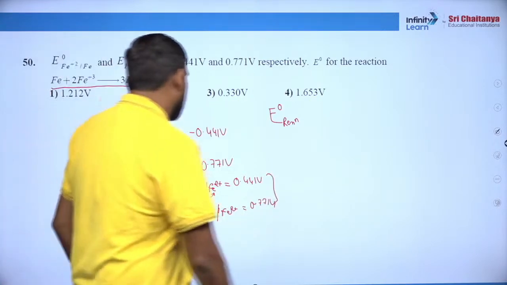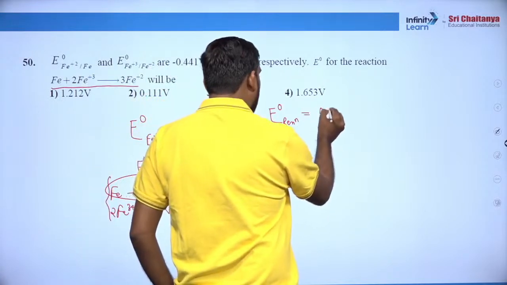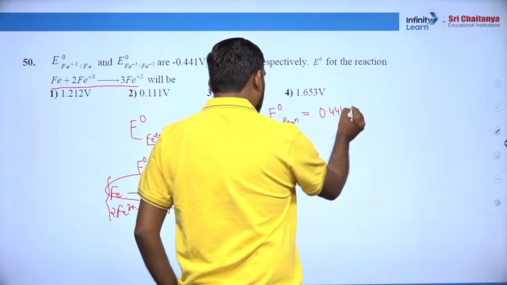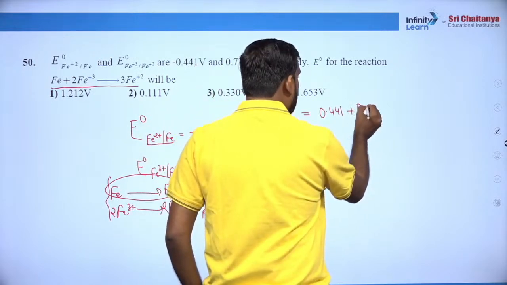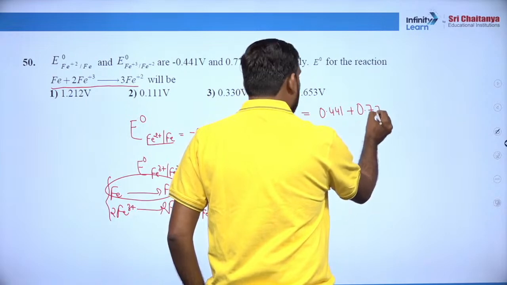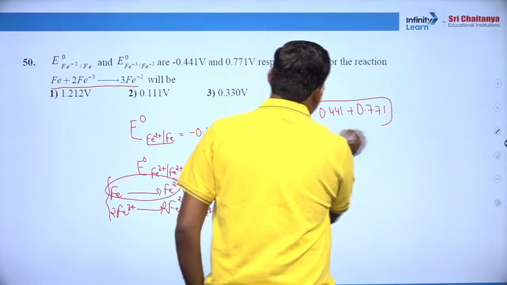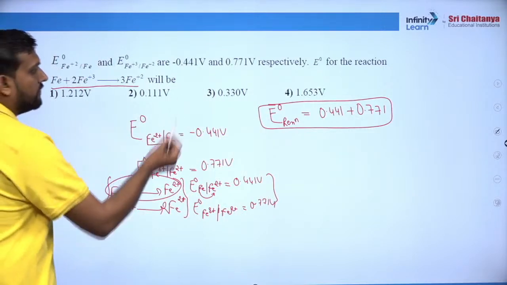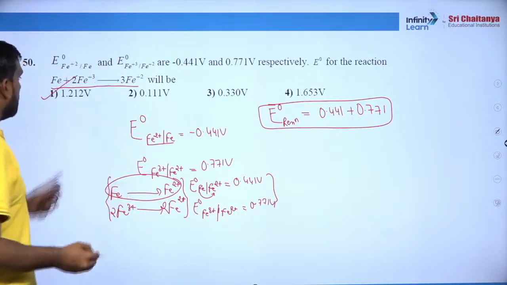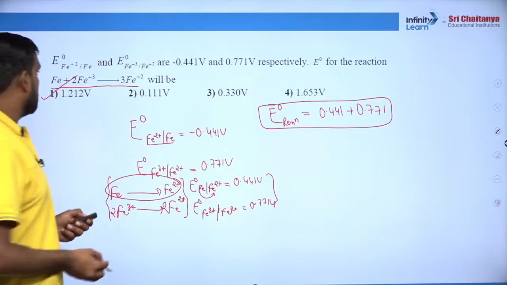So E naught of the reaction will be equal to, because on adding the reactions you are getting this, so it will be equal to 0.441 plus 0.771. Okay, so this will be your final answer. It looks like 7 and 4, so 11 and 12, so 1.212 volt. So this will be your answer, okay? This will be your final answer for this question.